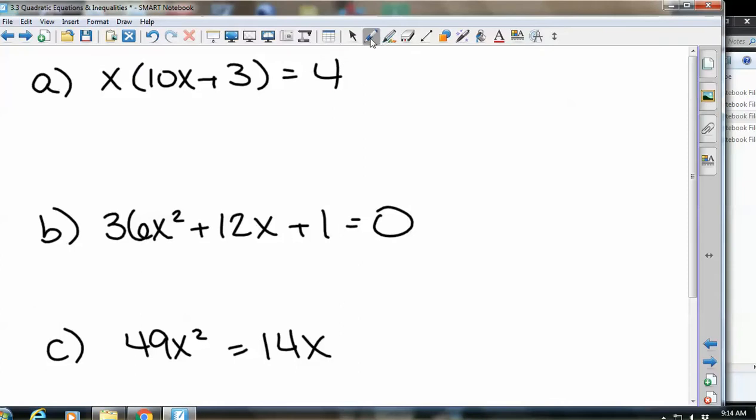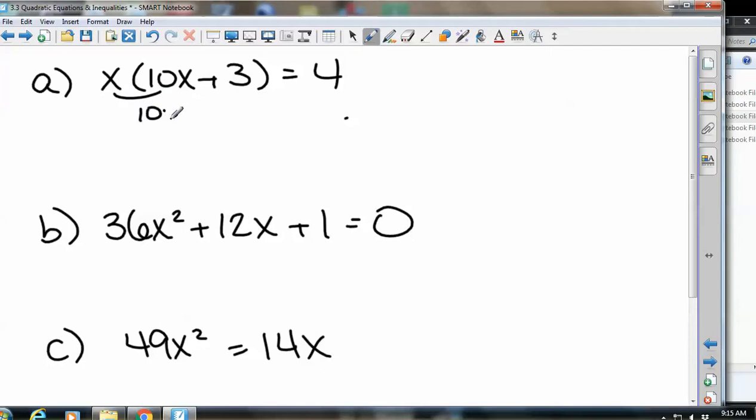So the first one made me really happy. Everybody was doing this right. You will not believe when it comes time for a test or quiz how many people will just set each part equal to 4 right here. But it doesn't work. You have to go ahead and distribute.